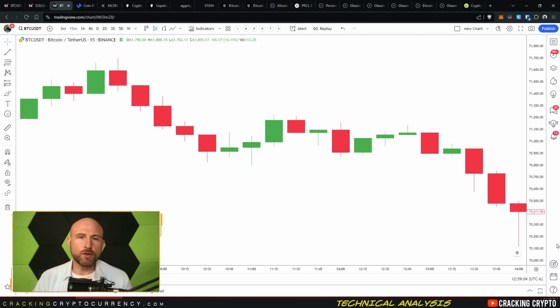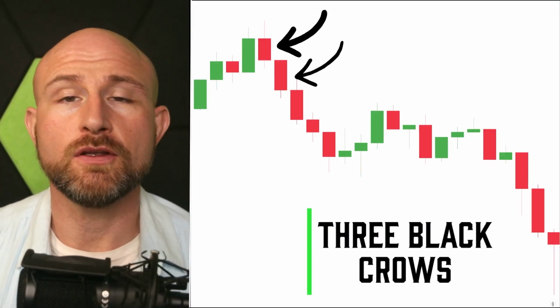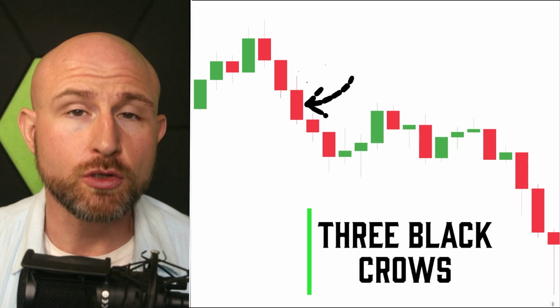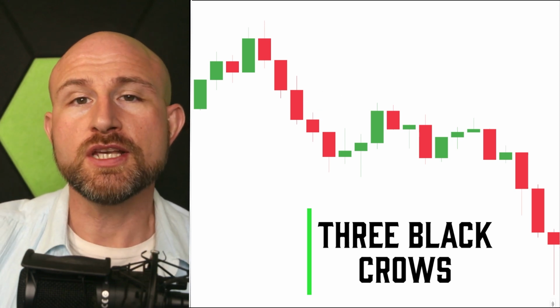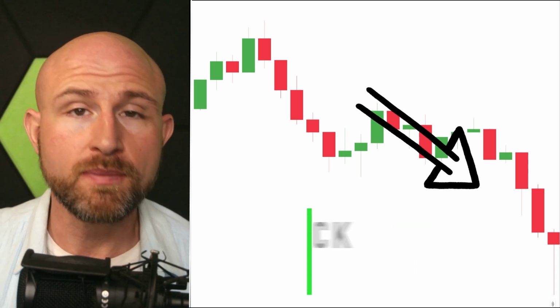The 3 black crows pattern is the twin to the 3 white soldiers. This pattern consists of 3 consecutive longer bearish candles, generally with smaller wicks. This pattern suggests a strong and persistent downtrend or the beginning of one.